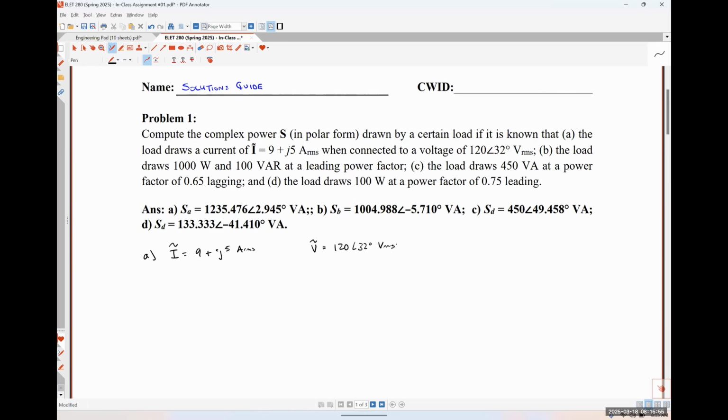So we are not looking for P, we are looking for S. Okay. So we are doing complex power calculations, so you should be looking at your complex power notes. If I know the current and I know the voltage, what mathematical operation do I carry out in order to compute my complex power? This is a fundamental definition.